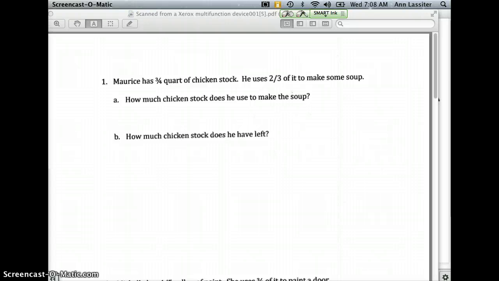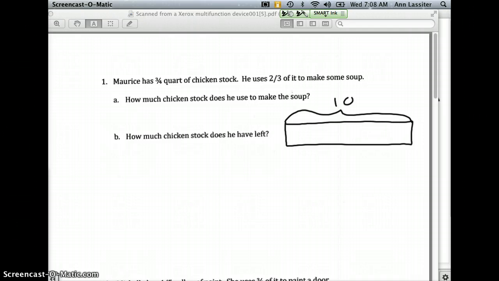So I'm going to draw a picture of this, and my first is going to be a bar. My bar is going to represent 1 whole quart of soup, and I'm going to split it into fourths because Maurice has 3/4 of a quart. I'm going to mark 3 of the 4 sections representing what Maurice has, and then it says that he used 2/3 of it to make some soup, and because it's already in 3 sections, I am just going to write soup in 2 of the 3 sections.